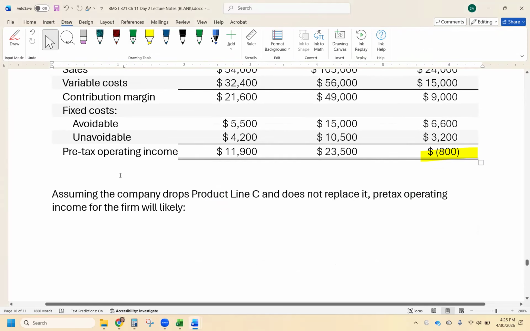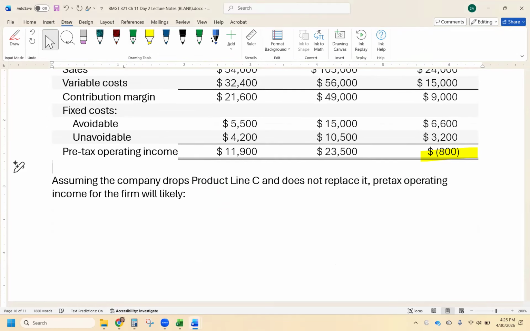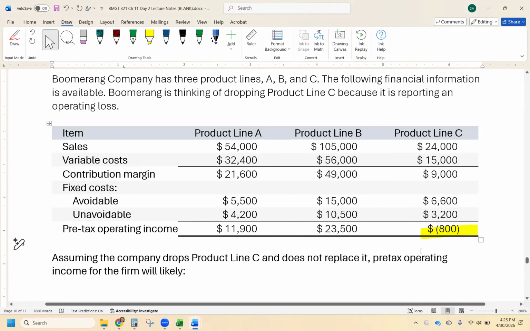And what would be the overall company profit if we drop product line C? So here's what the question says. Assuming the company drops product line C and does not replace it, meaning they don't make product D or E, there's no opportunity cost, right? Then pre-tax operating income from the firm will likely, and the answer is either increase or decrease.